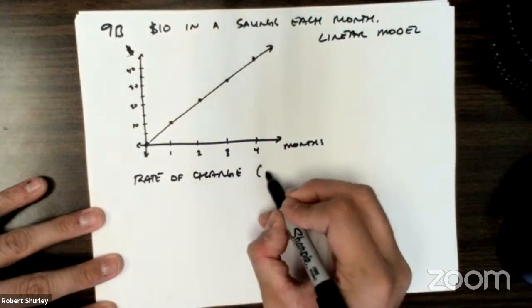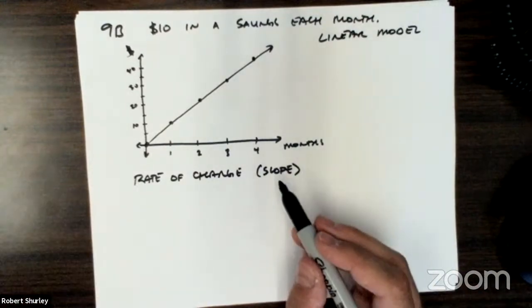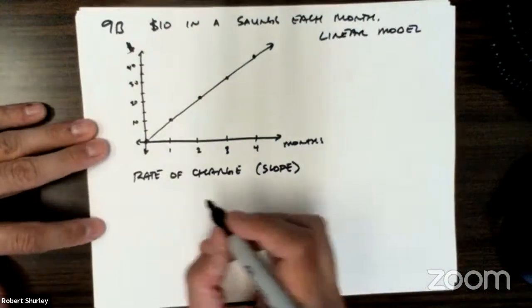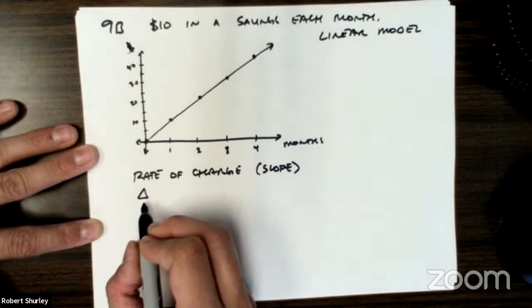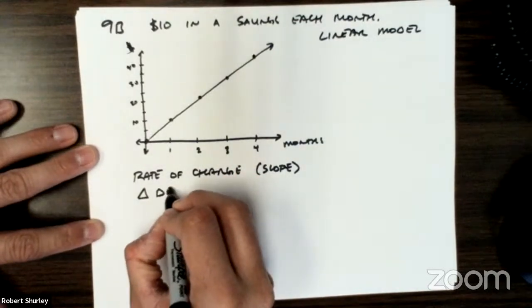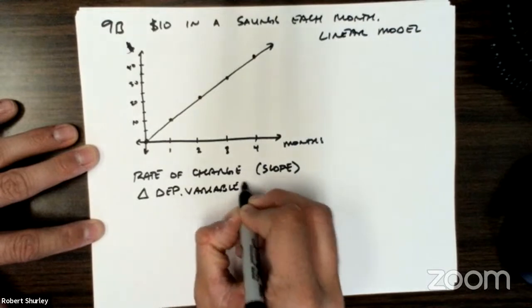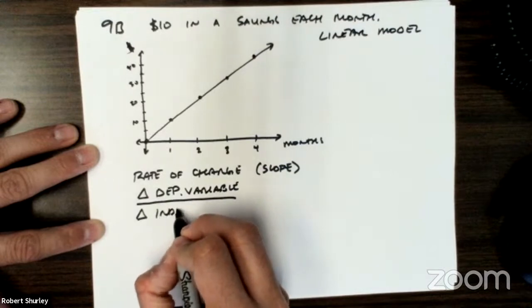If you've never seen this before, that's fine. I'm going to go over it, but we can find the slope. Your book defines it on the bottom of page 527. It's the change, and you can use a delta symbol, a triangle, for change in the dependent variable over the change in the independent variable.